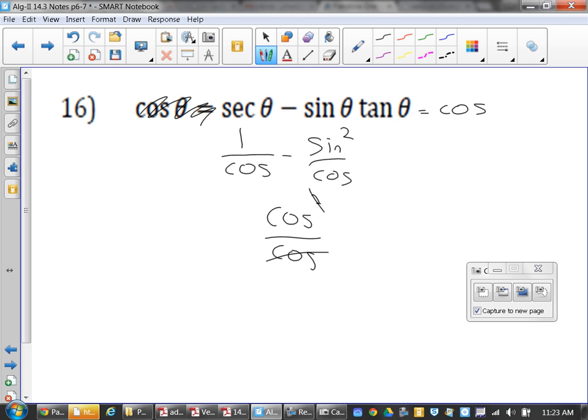1 minus sine squared is cosine squared. That's the answer.